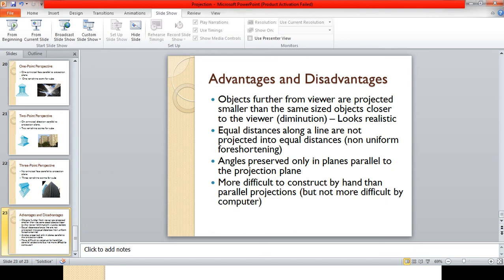In parallel projection, the exact measurement can be retained, however a realistic image is not obtained. In this case, the exact proportion of the size is not retained, however the image is realistic.